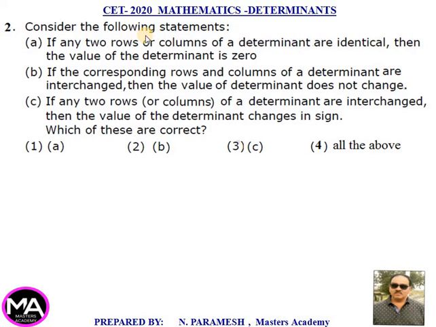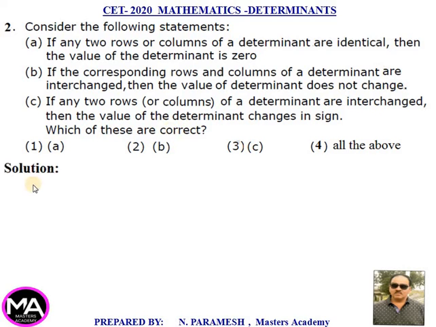Second question: consider the following statements. Statement A: if any two rows or columns of a determinant are identical, then the value of the determinant is 0. Statement B: if the corresponding rows and columns of a determinant are interchanged, then the value of the determinant does not change. Statement C: if any two rows or columns of a determinant are interchanged, then the value of the determinant changes in sign. Which of these are correct?